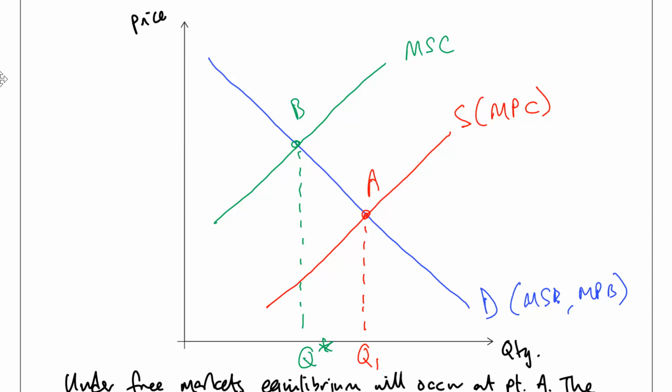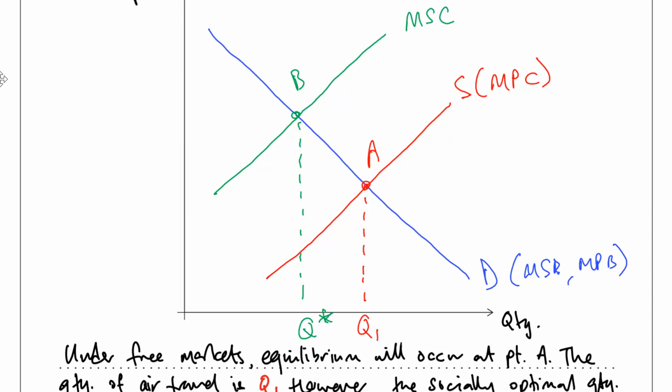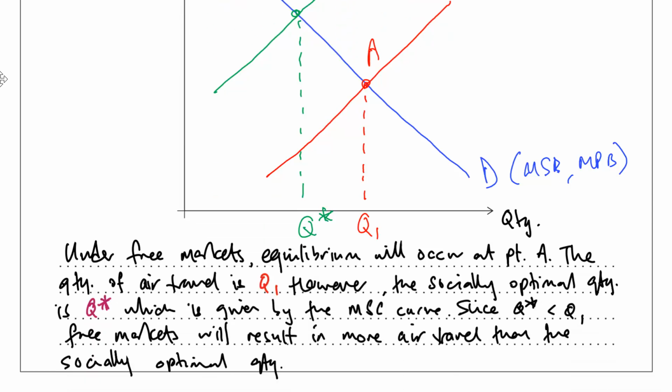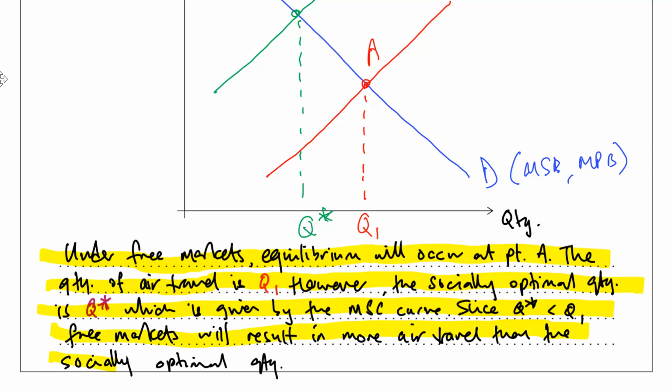So that's the diagram, and to explain the diagram, you would write something simple like: under free markets, equilibrium will occur at point A. The quantity of air travel is Q1, however, the socially optimal quantity is Q star, which is given by the marginal social cost curve, or MSC. Since Q star is less than Q1, free markets will result in more air travel than the socially optimal quantity, to end up with overconsumption of this thing under free markets.